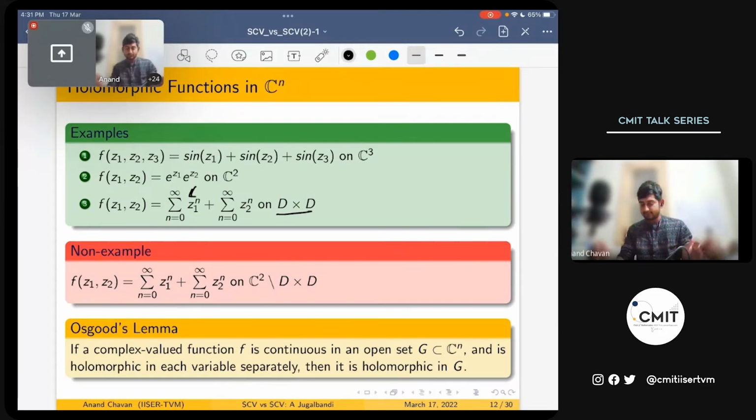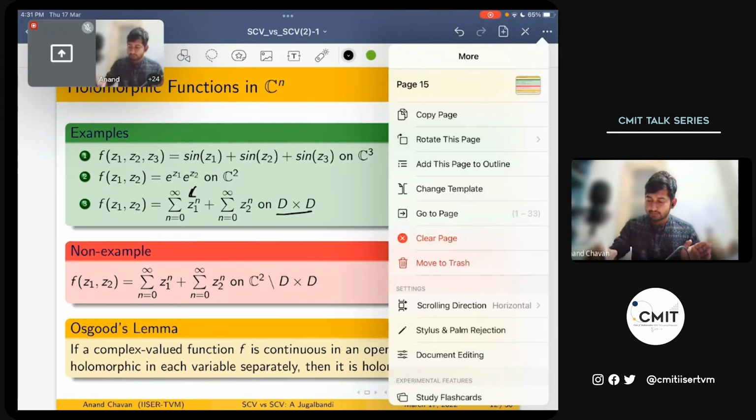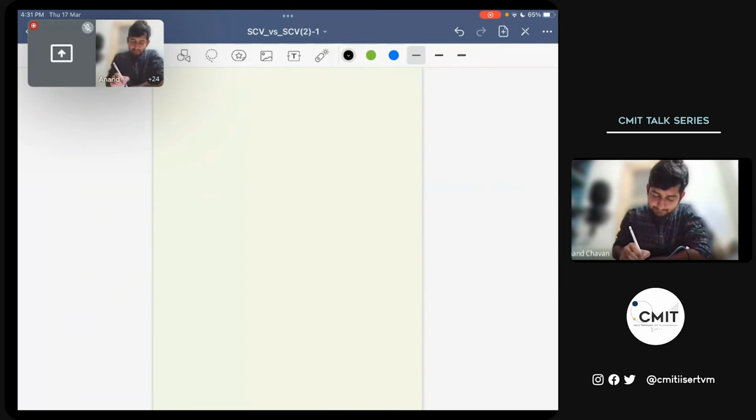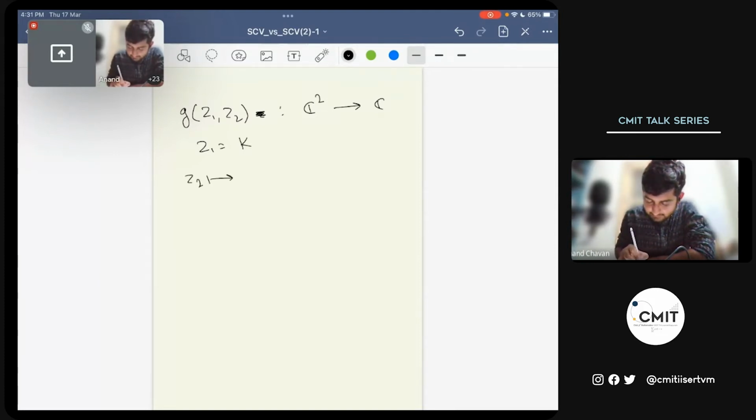If we have a complex valued function f that is continuous in an open set G and is holomorphic in each variable separately, then it is holomorphic in G. Suppose I have a function g(z1, z2), a function from C^2 to C. Now if I fix z1 equal to some constant k and consider the function g(k, z2), this function is from C to C. Let's call this function phi.